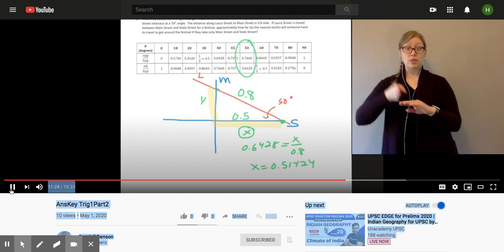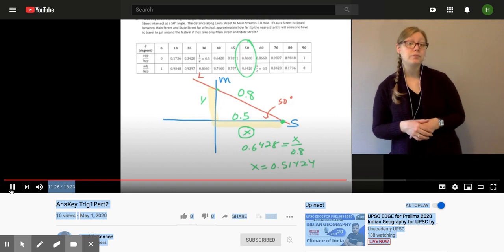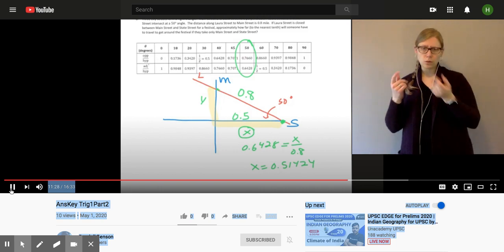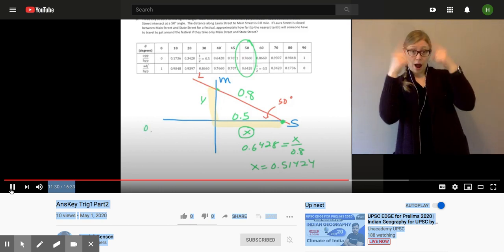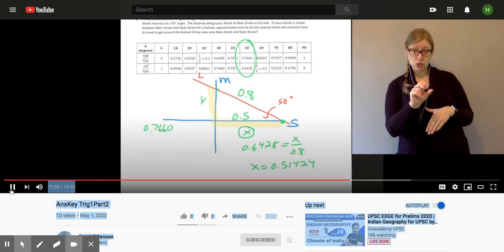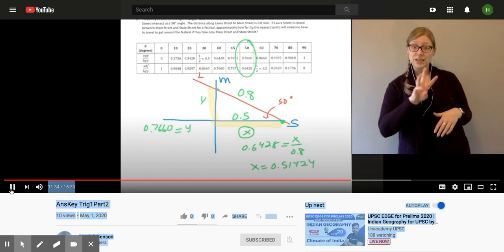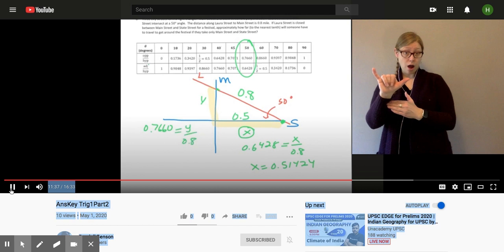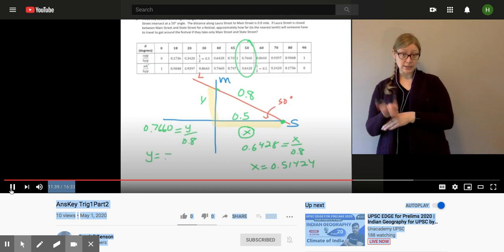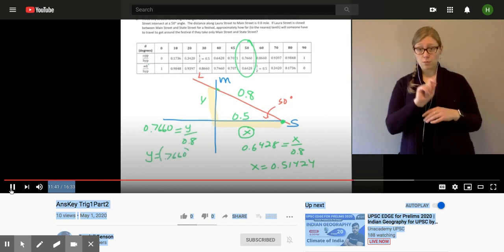And now we have to find the vertical distance. So we're going to look up the ratio for opposite over hypotenuse, and that is 0.7660. And that's going to be equal to y over 0.8. And so y is going to be 0.7660 times 0.8.